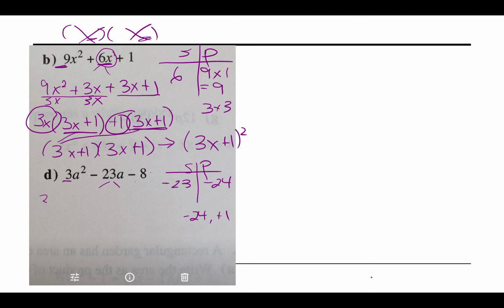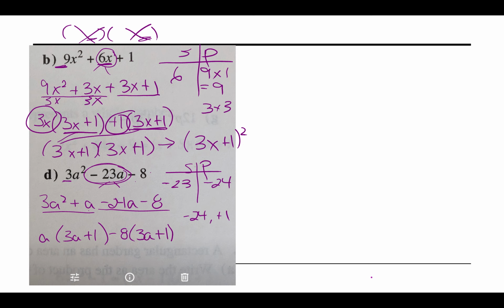So if I put my 3a squared, I'm just writing it down again, I'm going to put positive 1a, or just a, minus 24a minus 8. So again, I didn't change anything because a minus 24a is negative 23a, but now I can, out of the first two terms, factor out an a, and you're left with 3a plus 1. Out of the last two terms, you can take out a negative 8, and you're left with 3a plus 1.